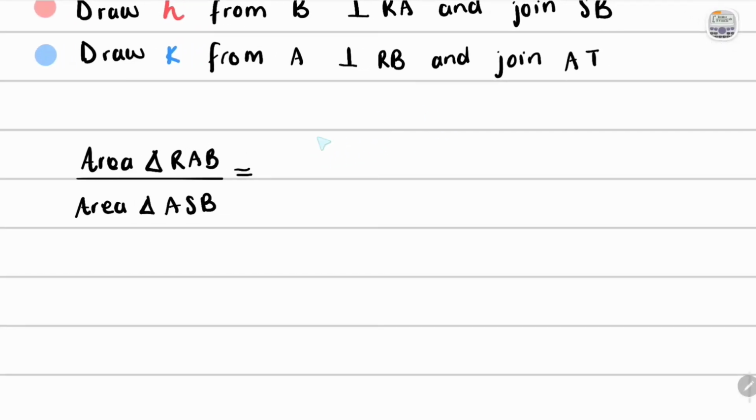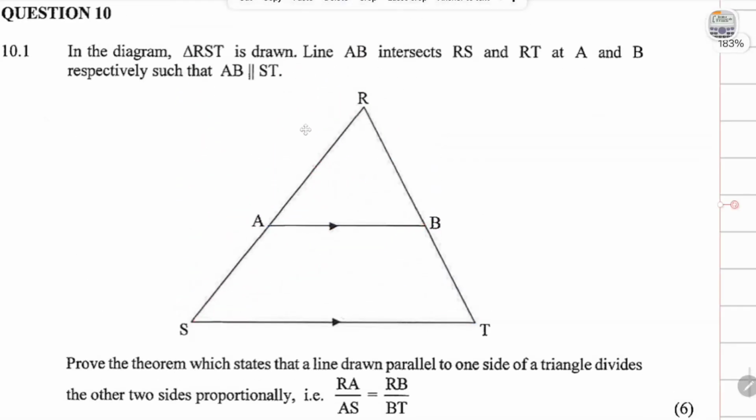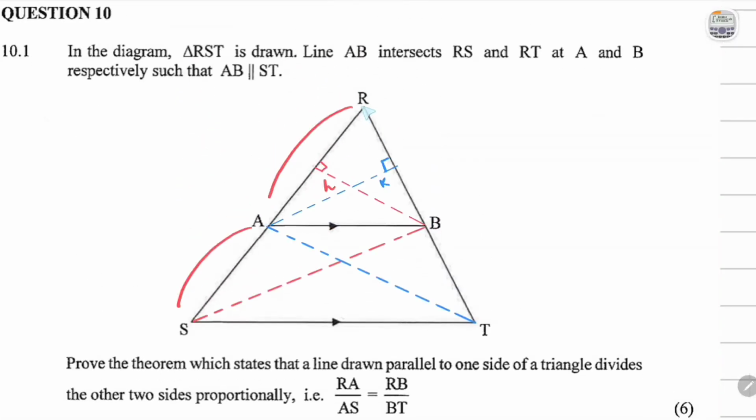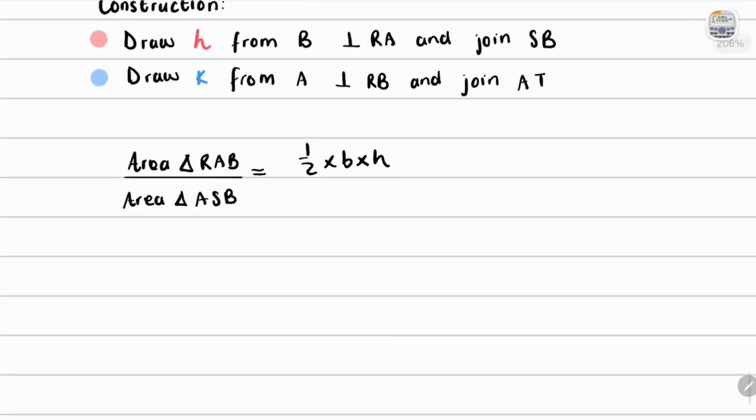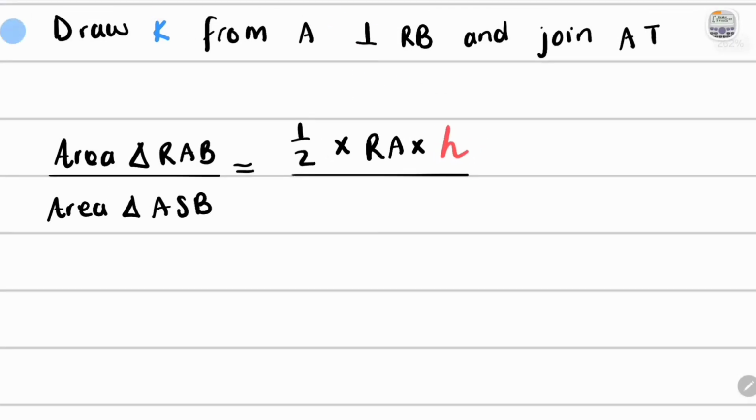We know that the area of a triangle is equal to a half times the base times the height. So let's look at the base and the height here. In this triangle on top, the base is RA, and the height is H. So this is equal to a half multiplied by your base, which is RA, multiplied by your height, which is H. And this goes over this triangle ASB.